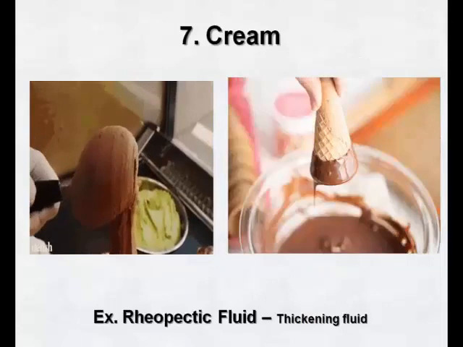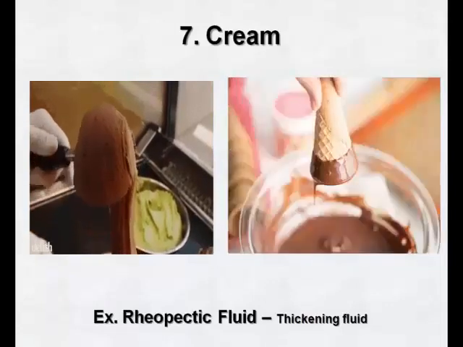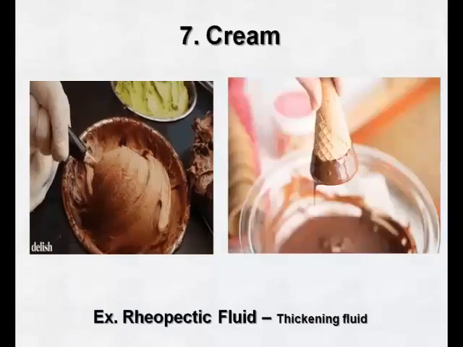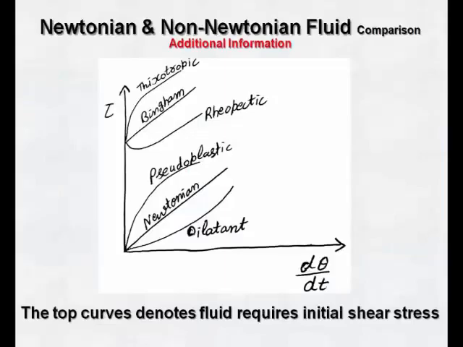Next one is rheopectic fluid. An example is cream. It is also called a thickening fluid. This is the comparison between Newtonian and non-Newtonian fluid. The only Newtonian fluid is water. The other fluids are known as non-Newtonian fluids. Look at the top curve. It denotes the fluid requires an initial shear force. With this shear force, it begins to flow.